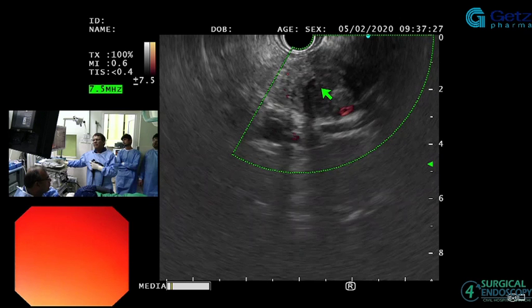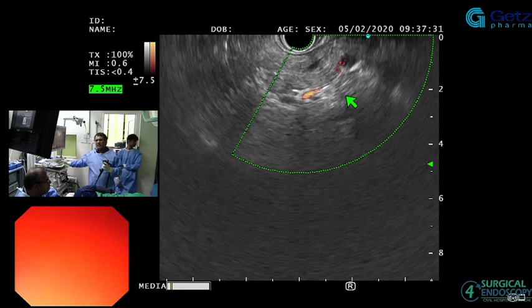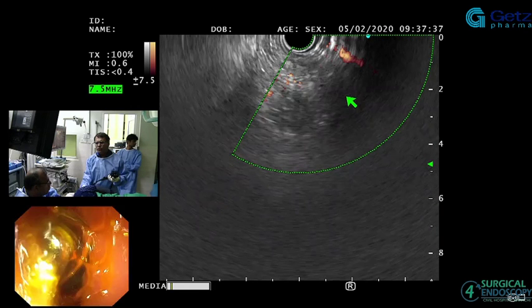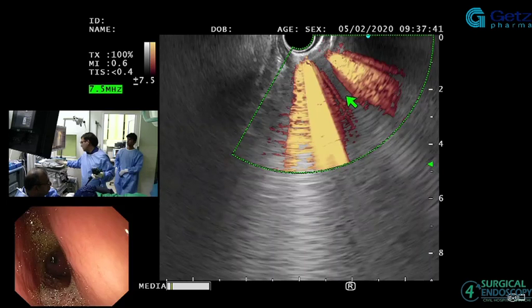That's okay, so that's where we are, right? That looks fine. Let me show you from the duodenal bulb a little bit. I already did the D2 before, so I don't know if they saw that. I can show that again if needed when they want to.